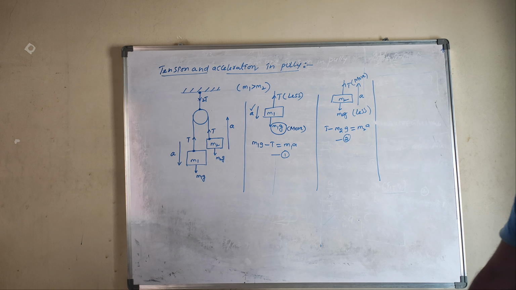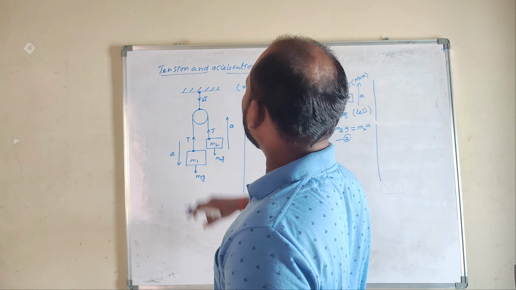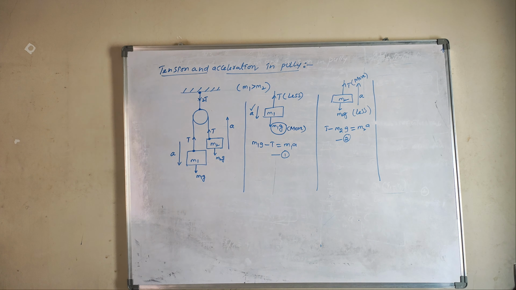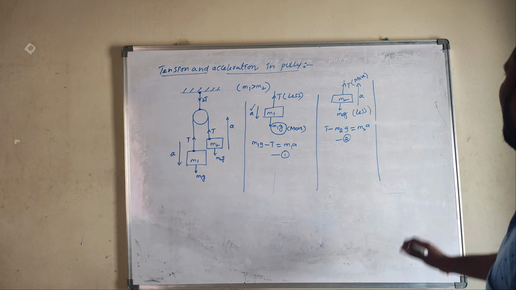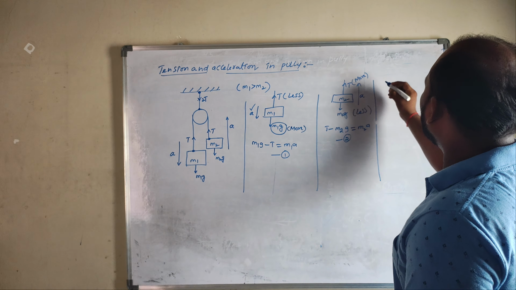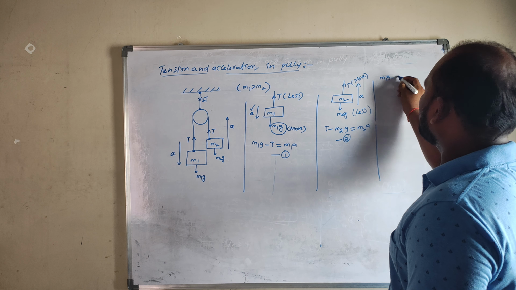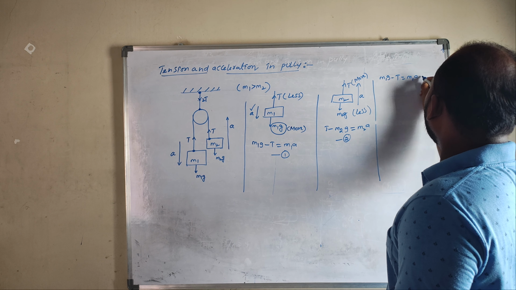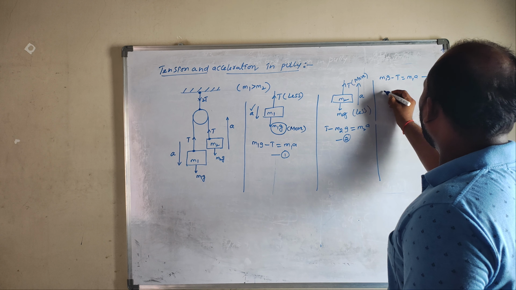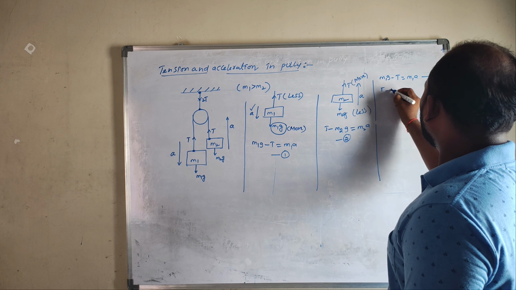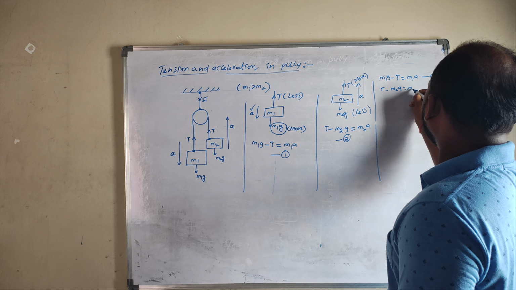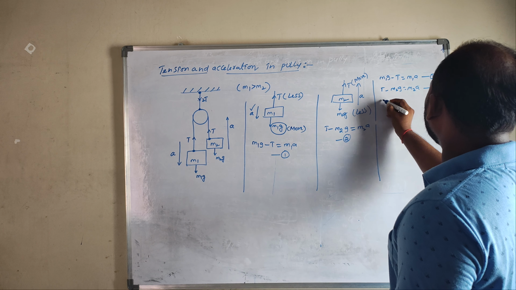Now what is the title of this? I have to find out the tension and acceleration in a pulley. That is my main aim. For that, I am taking both the equations: M1G minus T is equal to M1A, equation 1, and T minus M2G is equal to M2A, equation 2.